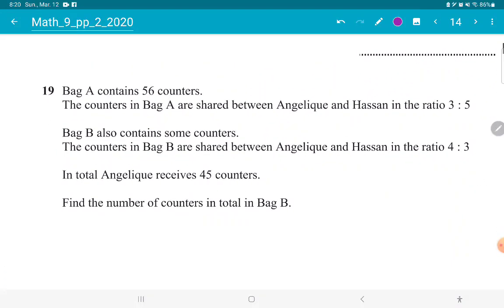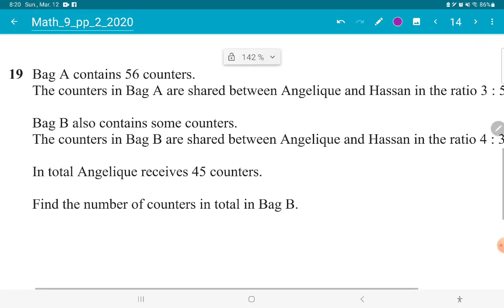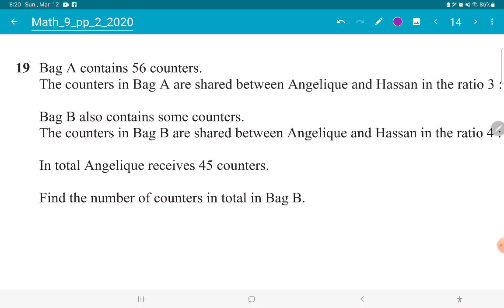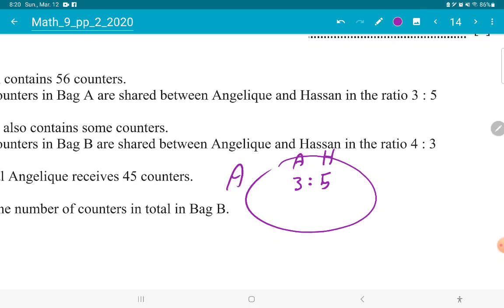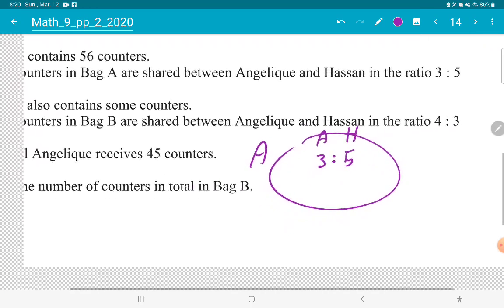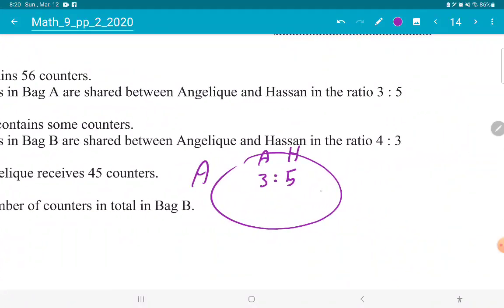Okay, 19. Bag A contains 56 counters. That's bag A. And then the counters in bag A are shared between Angie and Hassan. So these two share this with a ratio of 3 to 5. So that's bag A, the ratio 3 to 5, Angie and Hassan. How many in it? 56.